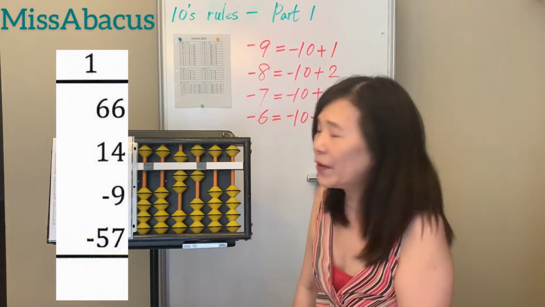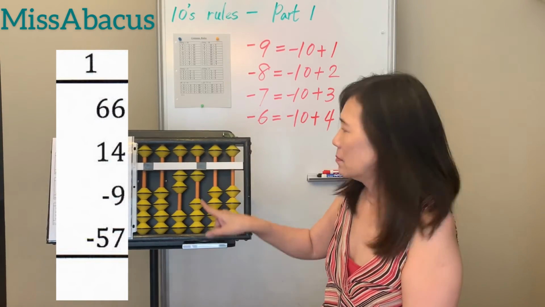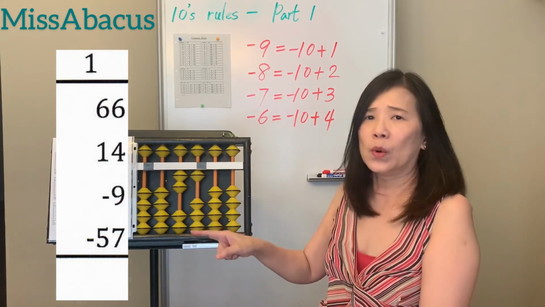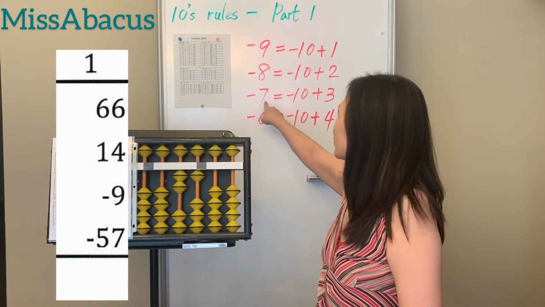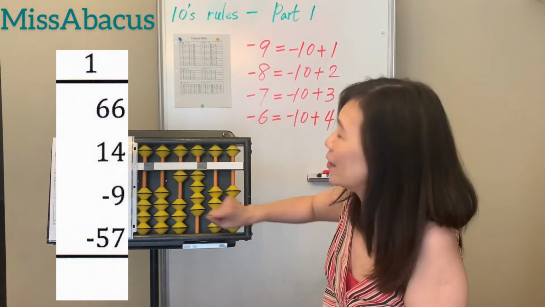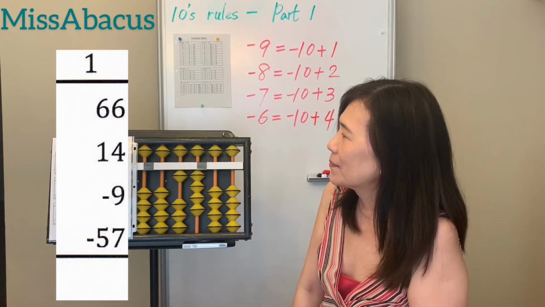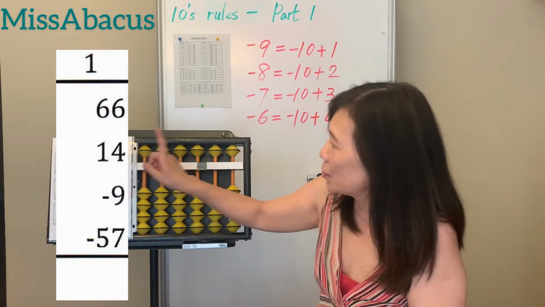Last one, minus 57. Take away 50, no problem. 7, take away 7, you only have a 1. So the rule, borrow from 10, right? So minus 10 plus 3 for the 7. Okay, answer 14. All right, let's try one more.